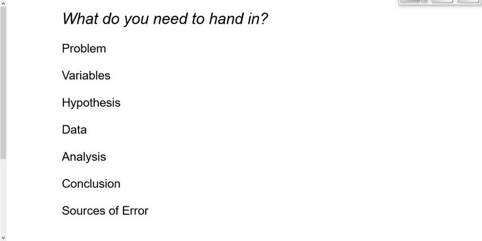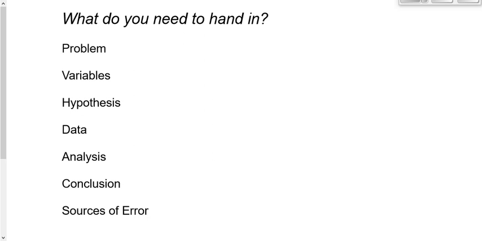All right, so what do you got to hand in for this? It outlines this on Google Classroom in the assignment. It says you got to hand in your problem, your variables, your hypothesis, your data, your analysis, your conclusion, sources of error. What is conspicuously absent from this? 2 things. What do you not have to hand in for this? Materials, you do not have to list the materials, and the procedure. You do not have to list the procedure.